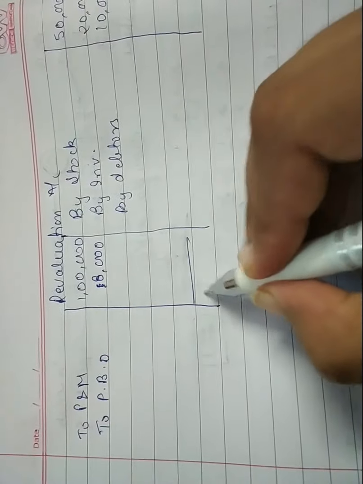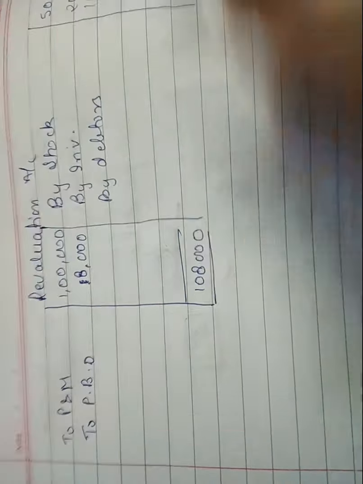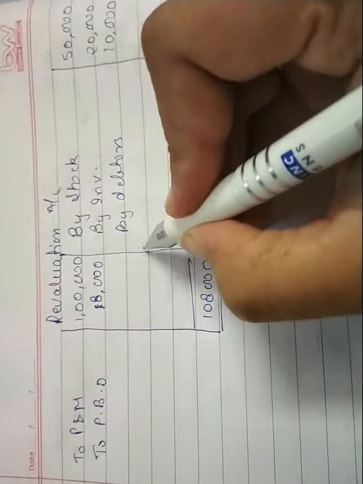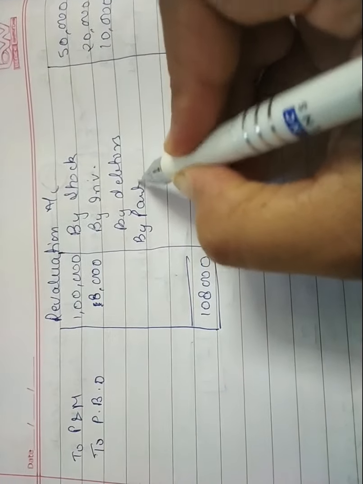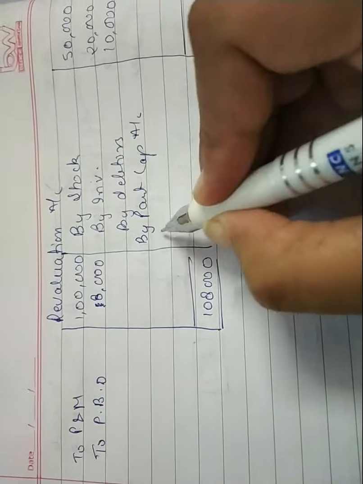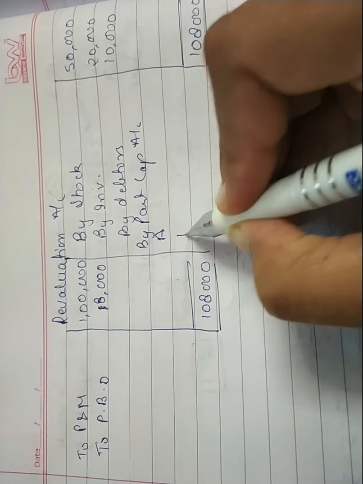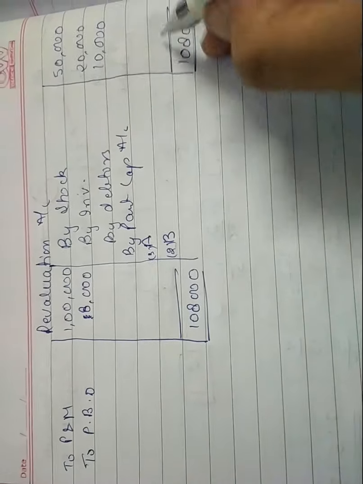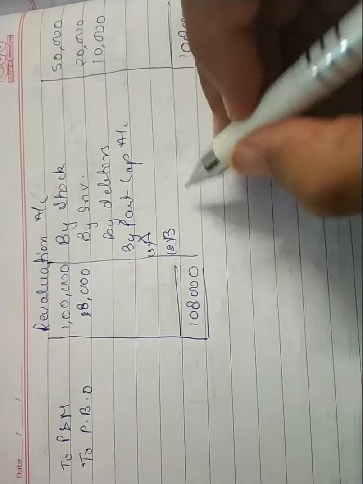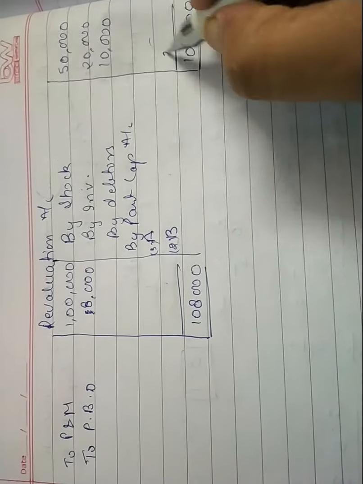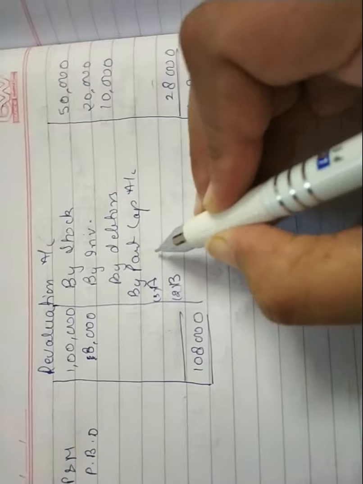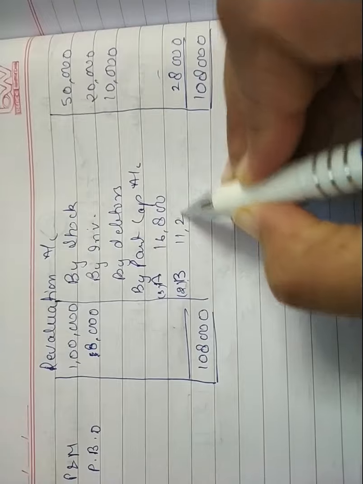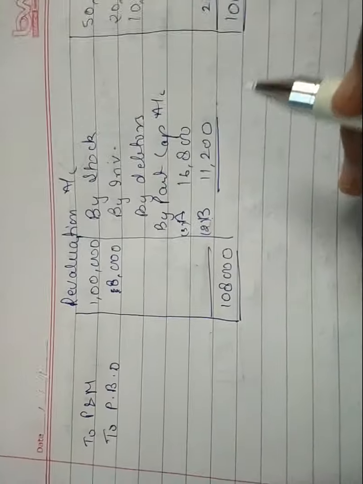So here we can see that the total of our to side is more than the total of the by side. So this is the loss which has been transferred to the partners' capital account, to the old partners' capital account, and old partners were A and B and they were sharing their profit in 3:2. So the loss of our revaluation account is 28,000. That has to be distributed in 3 and 2, that is 16,800 and 11,200. So this is our revaluation account.